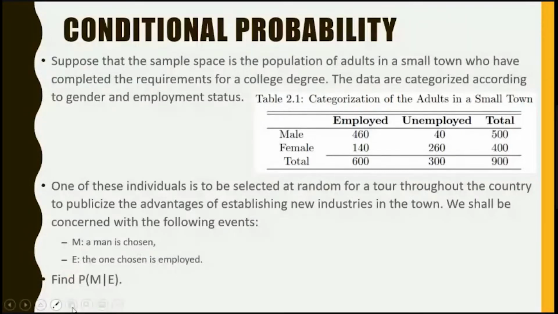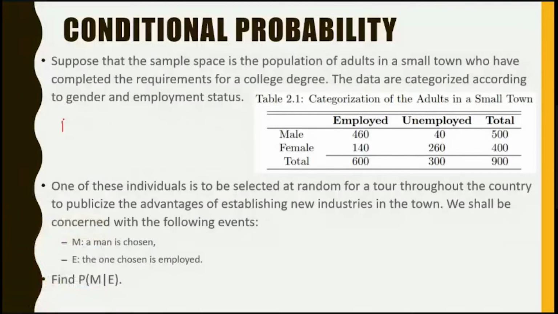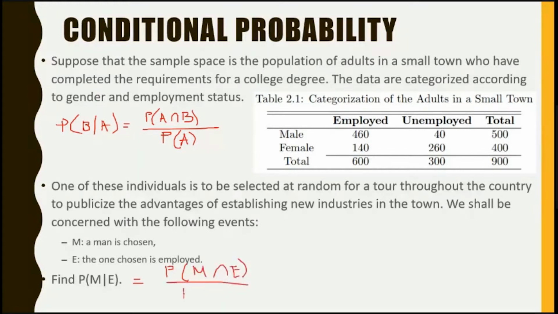So how do we find this probability? Remember that given the previous definition, the probability of B given A is equal to the probability of the intersection of events A and B divided by the probability of A. In this case, since we use the variables uppercase M and uppercase E, we change our equation to the probability of M intersection E divided by the probability of E. Which means we get the probability that a man is employed divided by the probability of all the employed people.